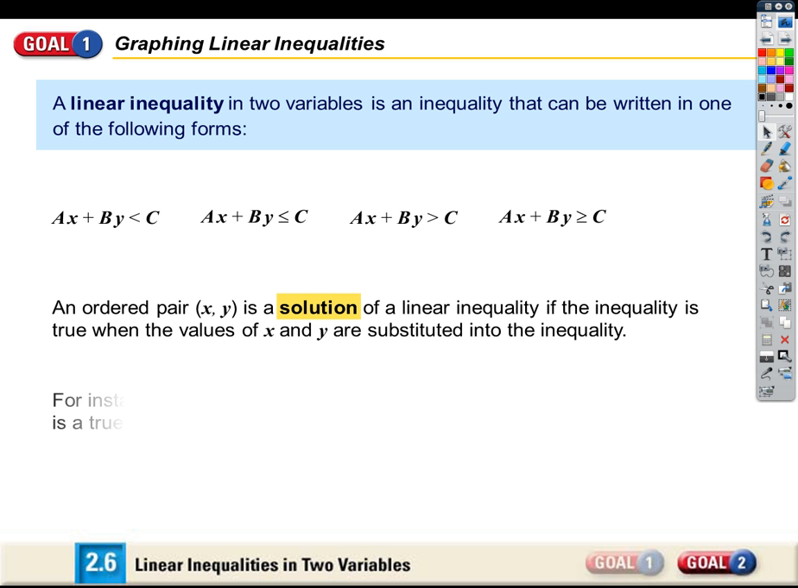So for example, if we have the linear inequality y is greater than or equal to 3x minus 9, well, we could see if this ordered pair is a solution by just checking it, plugging in those x and y values and seeing if they work. If I plug -6 in for x and 2 in for y, I just get this, right? 2 is greater than or equal to 3 times -6 minus 9. Well, what's that work out to be?